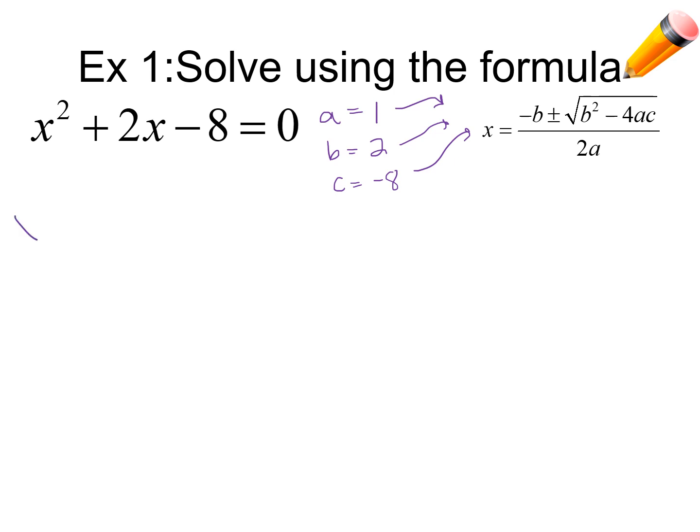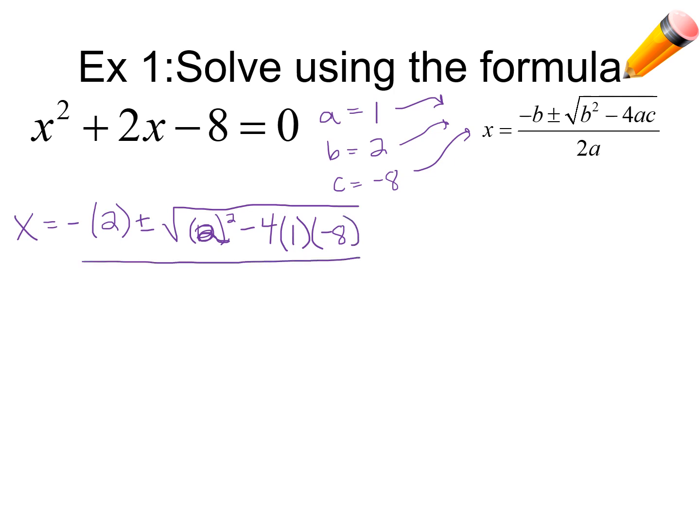All of these letters we're going to plug into the quadratic formula I have on the right. So we start with x equals, and again, the quadratic formula helps us find the solutions to this quadratic equation. So a negative, and whenever we plug something in, we want to use parentheses, my b value is 2, plus or minus the square root of b, again using parentheses, b is 2 squared, minus 4, using parentheses, 1, and c would be a negative 8, all over 2 times a, which is 1.